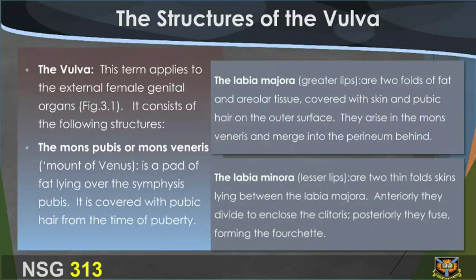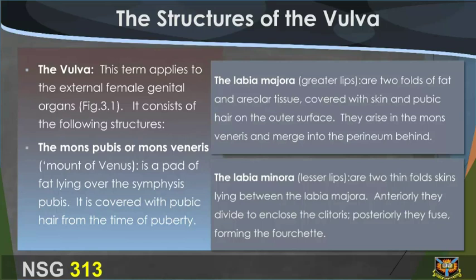The structures of the vulva. The vulva. This term applies to the external female genital organs. Figure 3.1. It consists of the following structures. The mons pubis or mons veneris, mount of Venus, is a pad of fat lying over the symphysis pubis. It is covered with pubic hair from the time of puberty.